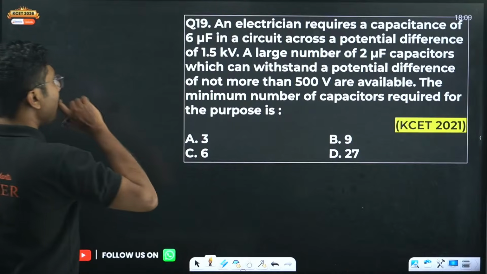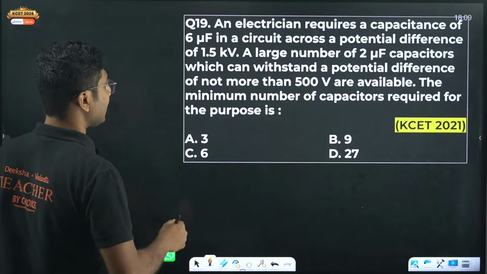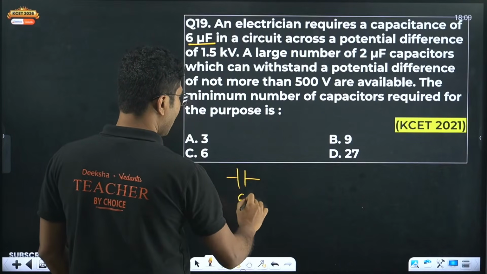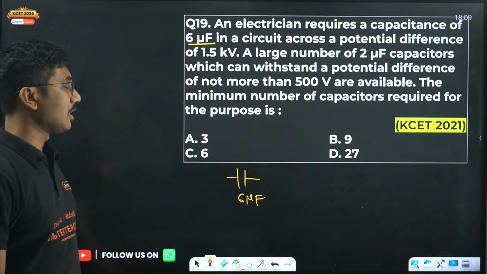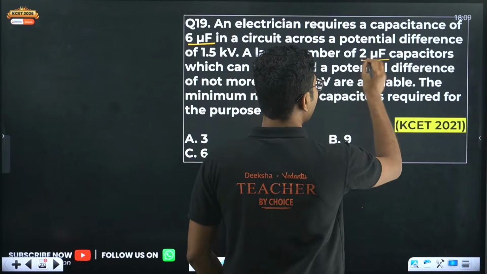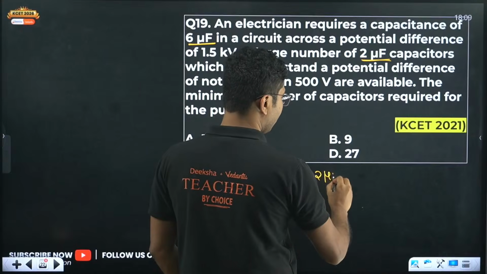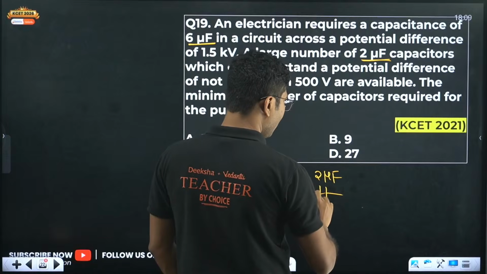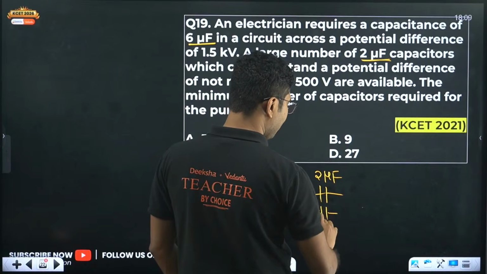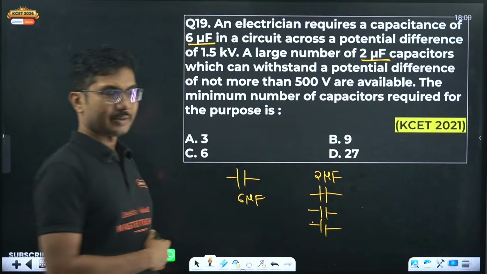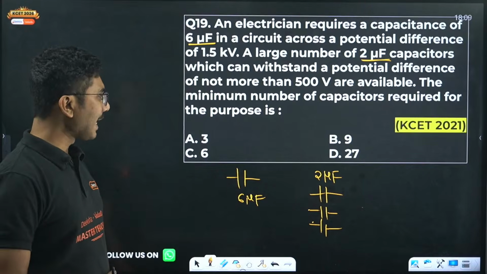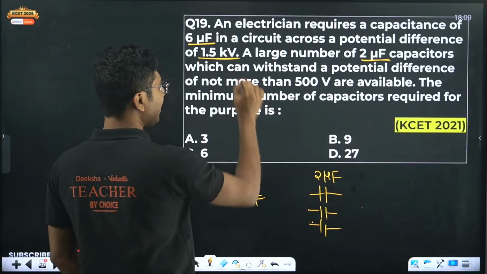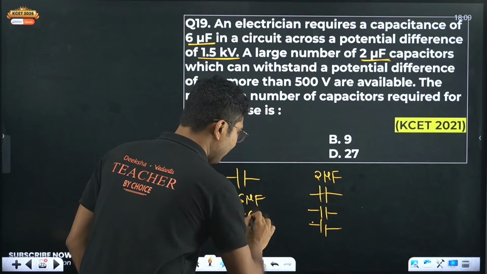So here we have 6 microfarad capacitance. We are trying to build a capacitor having a capacitance of 6 microfarad, but we do not have this 6 microfarad capacitor. What we have is capacitors of 2 microfarad. So you might say, sir, very easy. We will take three 2 microfarad capacitors, connect them in parallel, and then we will get 6 microfarad. Parallel combination of capacitance gets added, but that will be wrong. Why? Because the voltage rating of the combination must be 1.5 kilovolt.